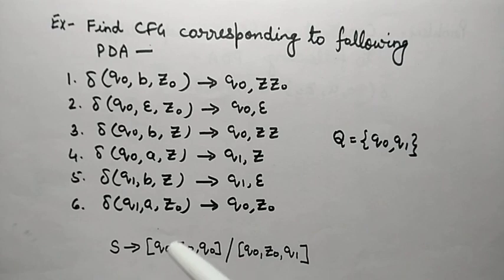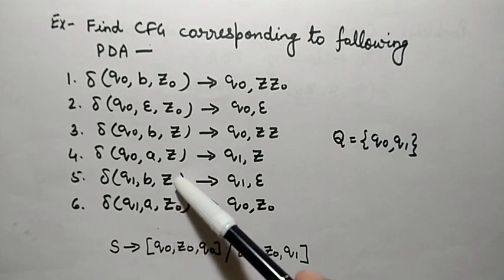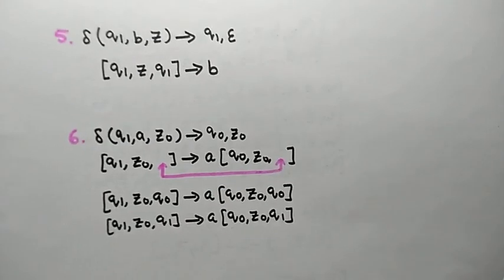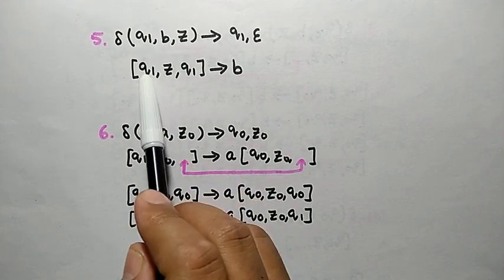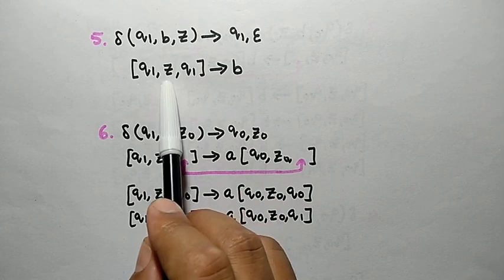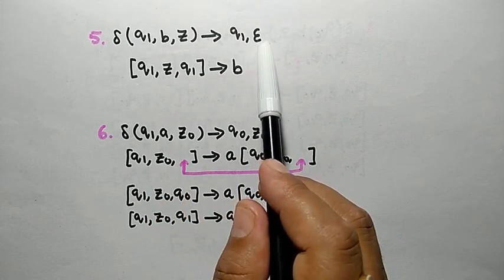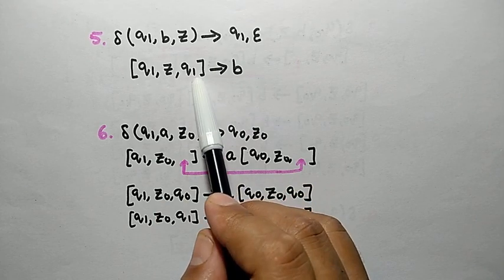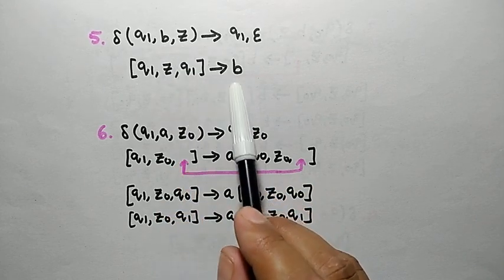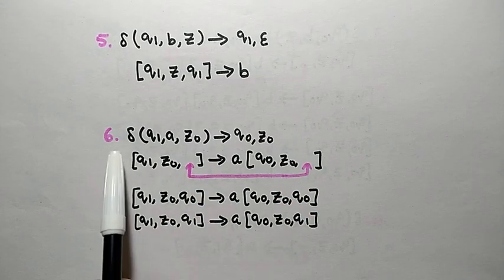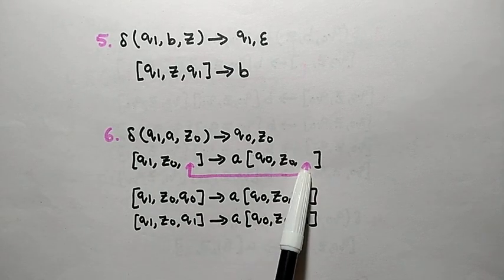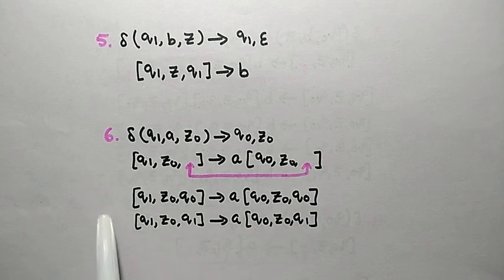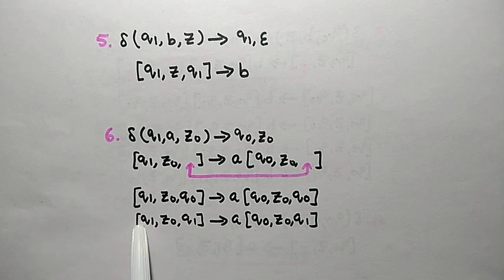And the production rules corresponding to these 2 transition rules 5 and 6 will be like this and this. So here we will write Q1, then this stack symbol Z will be written here. And since it's a pop operation, this state Q1 will be written here and this input symbol B will be written. The same way for this transition rule number 6, we will have these 2 productions. First we will write Q0 here, then we will write Q1 here. So we will get these 2 production rules corresponding to this transition rule.